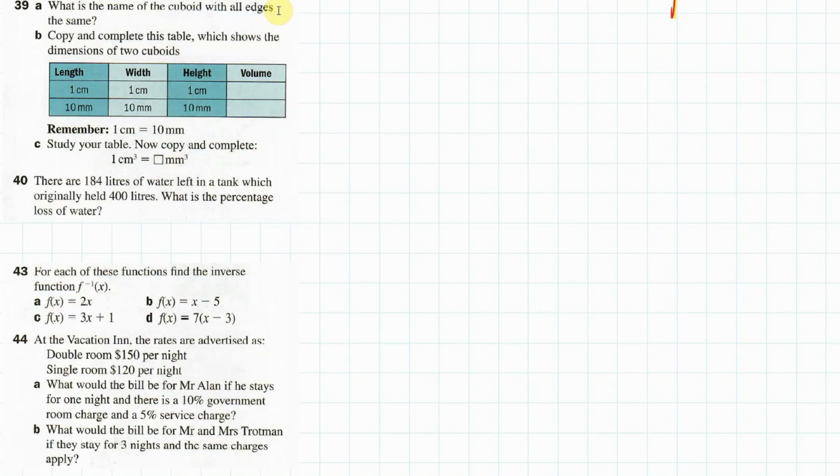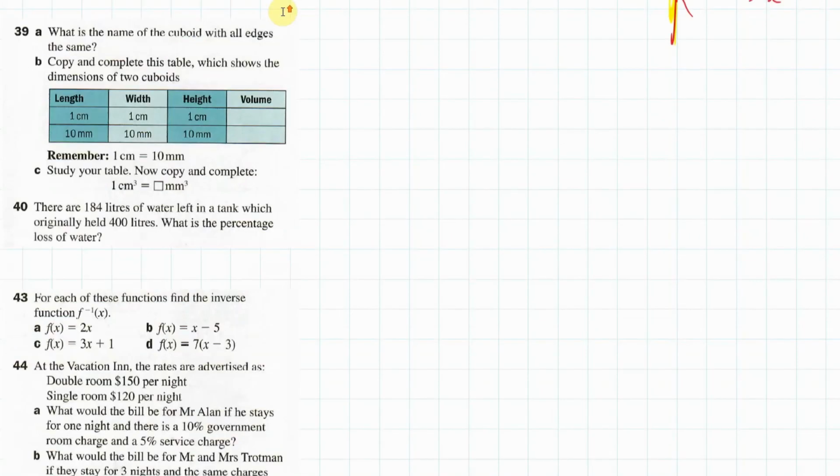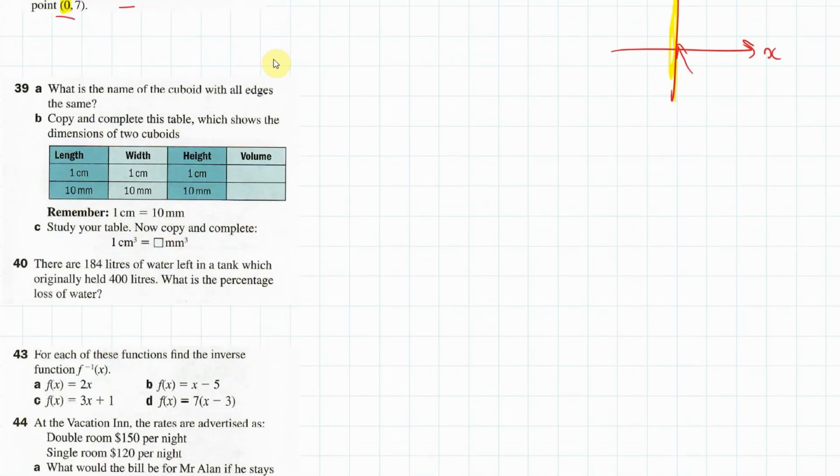Number 39, what is the name of a cuboid with all edges the same? I'm assuming they're talking about with all edges the same. I presume they mean the same length, maybe a cube, right? Okay, so we've got some dimensions of some cuboids, and we've got to work out the volume here.